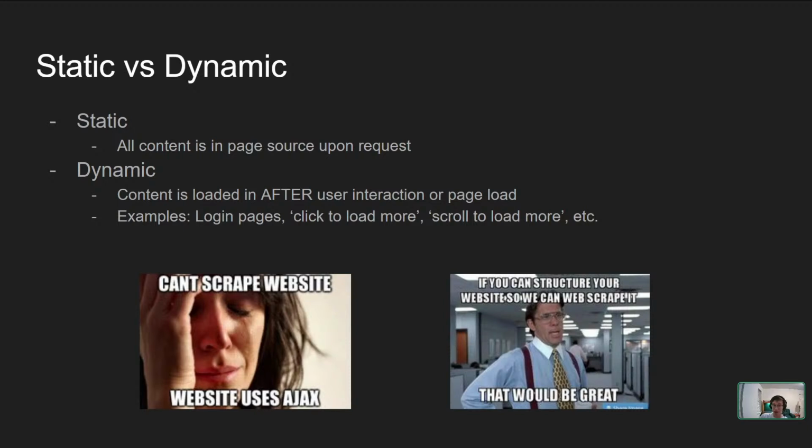Static just means that all the content is in the page immediately upon your request. Dynamic means that content can be loaded in after an interaction or a page load. This can be content hidden behind a login page, a click to load more, or scroll to load more. Like Twitter, it keeps scrolling and loads more stuff, or Amazon, where you go to multiple pages. Things like that are much more common in the modern day. Dynamic sites are much, much more common.